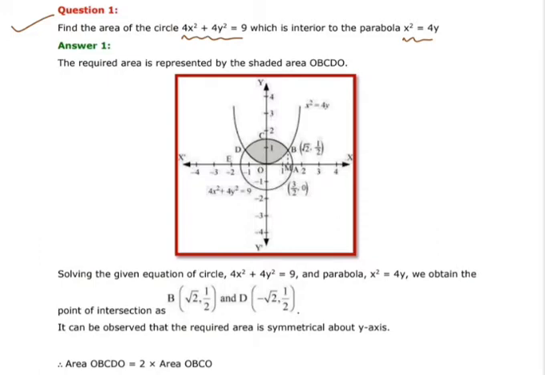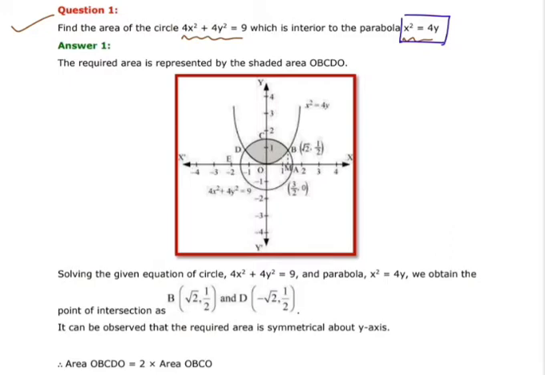There, the parabola was y square equals 4x. But here x square equals 4y is given, right? So let's see. The required area is represented by the shaded region A, B, C, D, O. Already you know how to plot the graph.